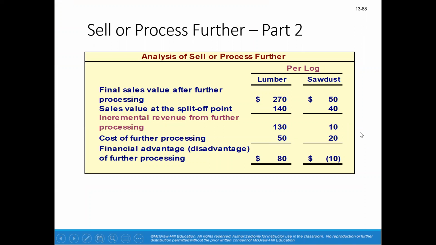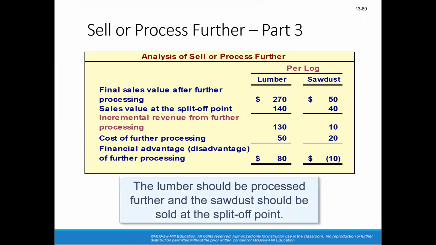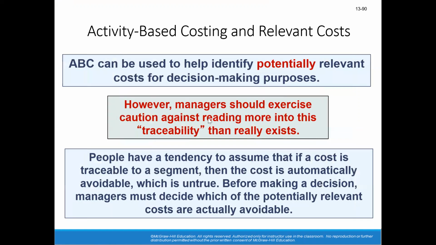So you see here with the lumber, there's an advantage. But with the sawdust, there's not an advantage to further processing, is there? In this scenario, the lumber should be processed further, but the sawdust should be sold at the split-off point. Okay. ABC, activity-based costing, can be used to help identify potentially relevant costs for decision-making purposes. Managers should exercise caution against reading more into the traceability than what really does exist.